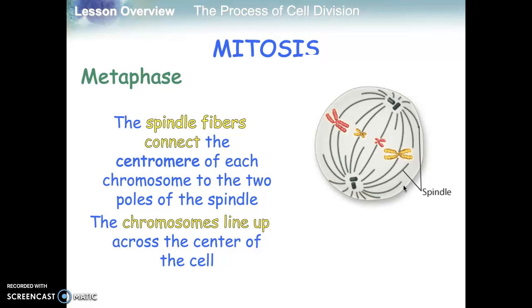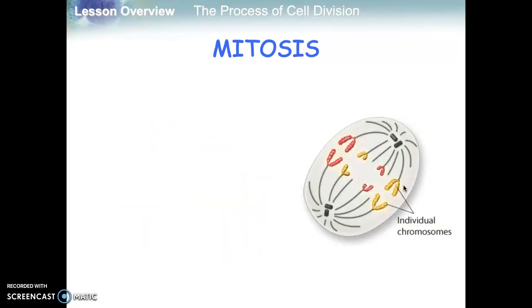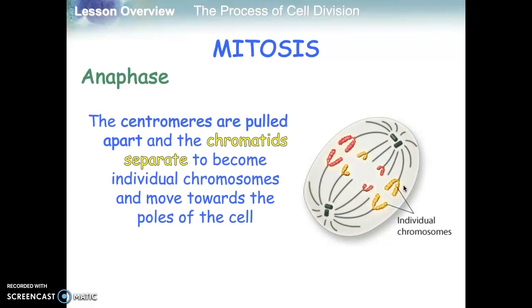Once these chromosomes have lined themselves up, then obviously we need to split them apart, and that is what you see here in this next stage, which is called anaphase. You'll notice that the cell has begun to lengthen. It's more oblong or more oval than round. Again, the centromeres are pulled apart.